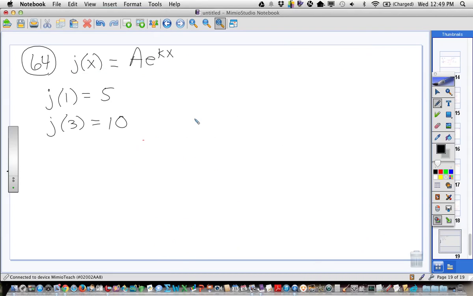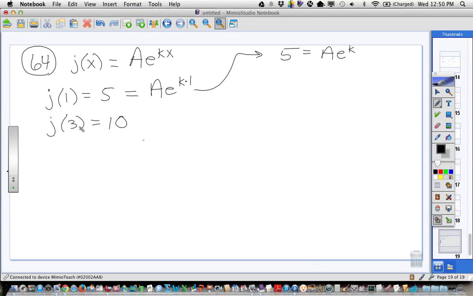So on 64, we have this. Now, the problem is you have two unknowns. You have a and k that you have to find, but they give you two pieces of information to work with. So what you want to do is just start with one of those and use it. So this one means we plug a 1 in for x, and that should equal 5. So I'm just going to write it on the same line, put a 1 in for x. This would be a e to the k times 1. There's nothing I can do with that, so I'm going to park that up here. I got 5 equals a e to the k. All right? That's it.